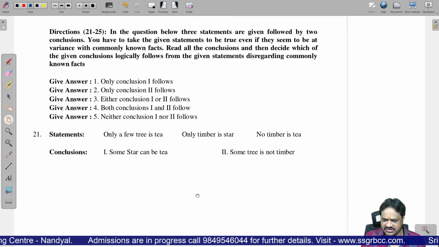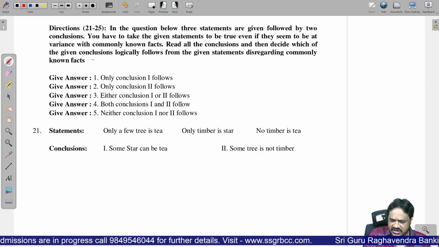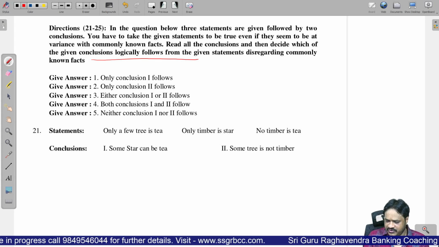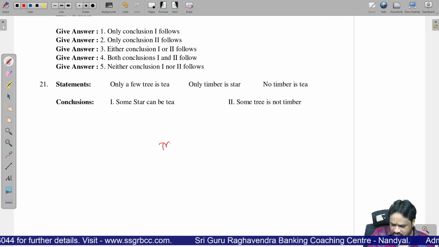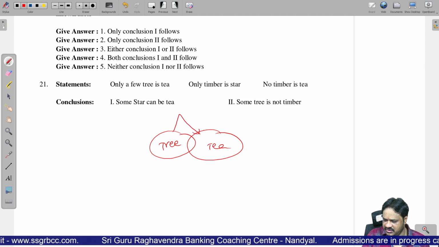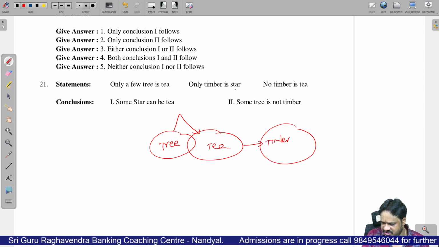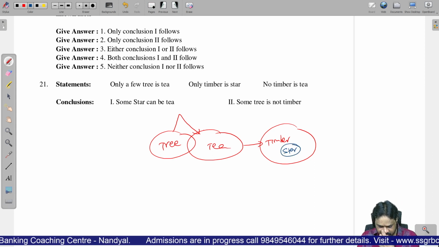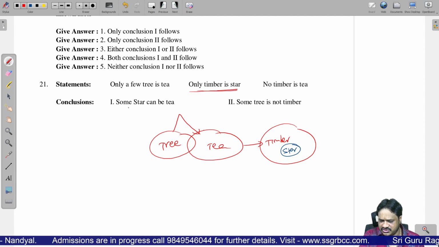Let us see the next one, syllogisms. In the questions given below, there are 3 statements and we have to identify which one definitely logically follows. Now first one: only few tree is T. Then only timber is star. No timber is a T. Only timber is star means all star is timber. Now, some star can be T. Here it is clearly given only timber should be star. So, star cannot be T. So, first one does not follow.